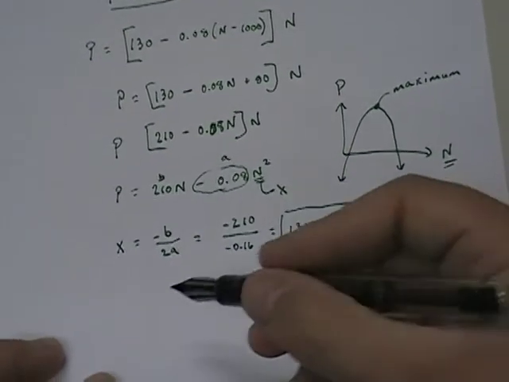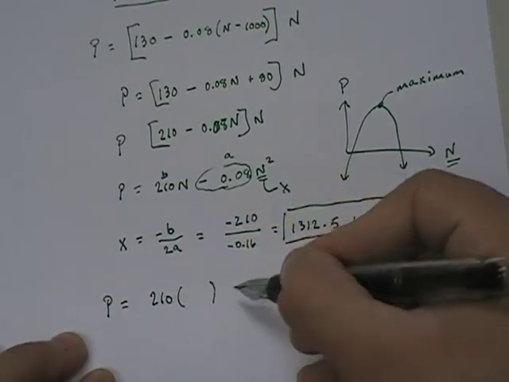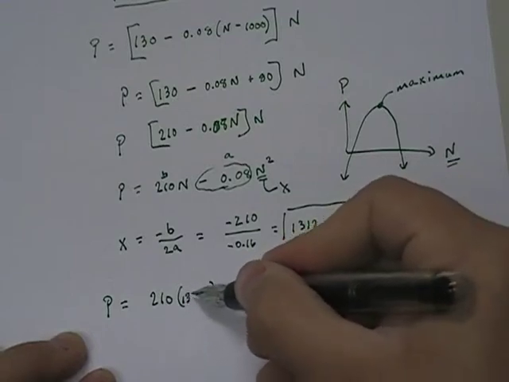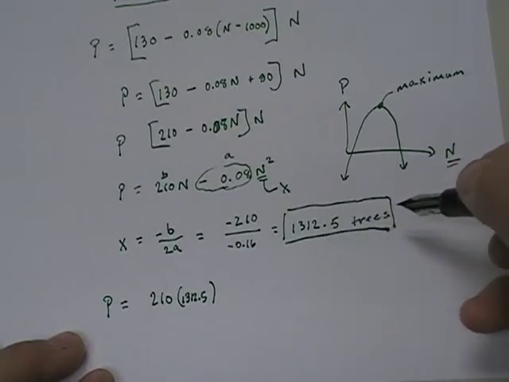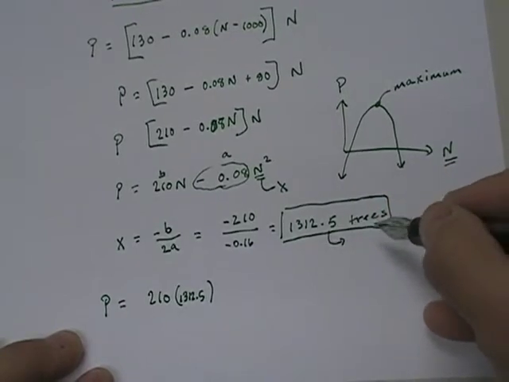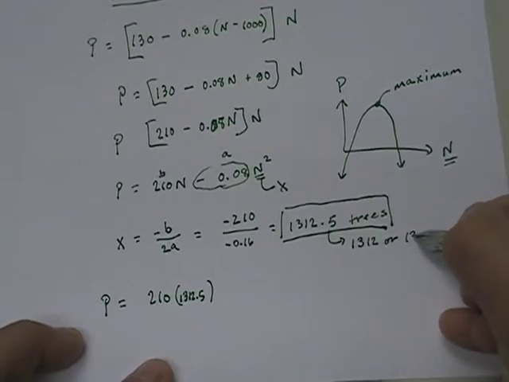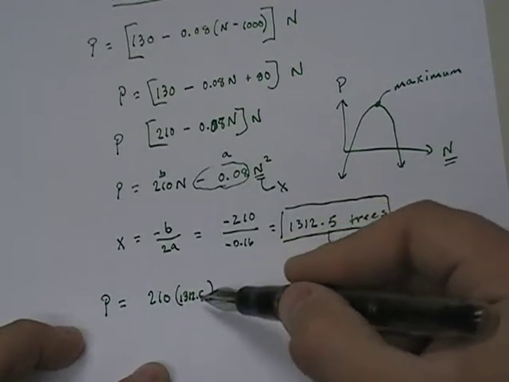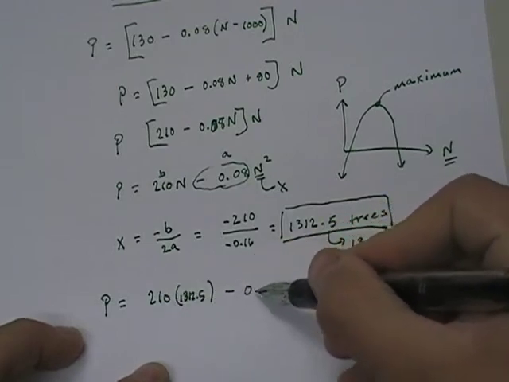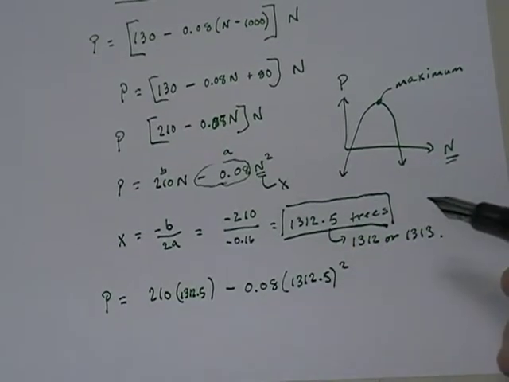Now what if they ask you to find the profit? P equals 210 times 1312.5. And in reality, I'm going to use 1312.5, but in reality we know that you can't plant a half a tree, so this would be 1312 or 1313, depending on which side of the fence you fall on. I would round it down to 1312. Okay, so 210 times 1312.5 minus 0.08 times 1312.5 squared.